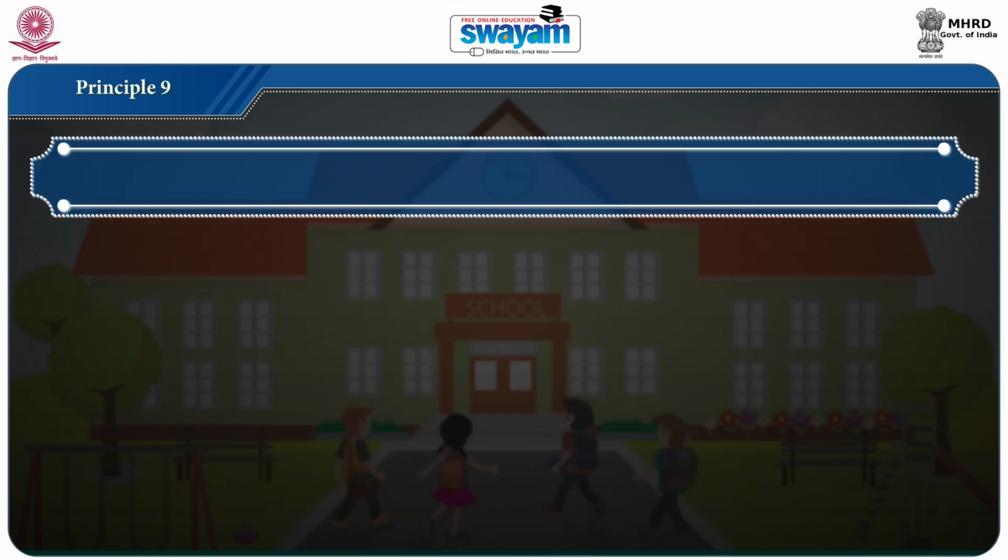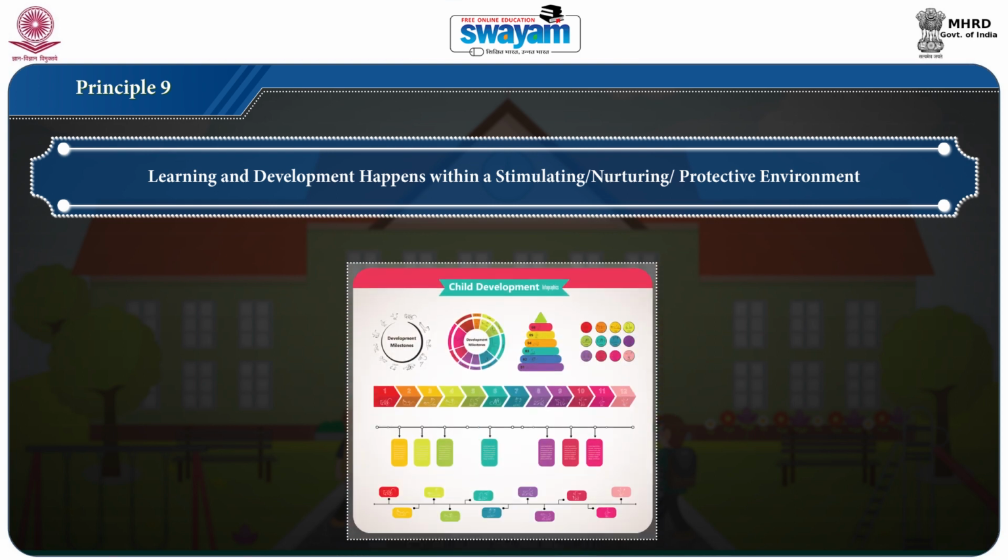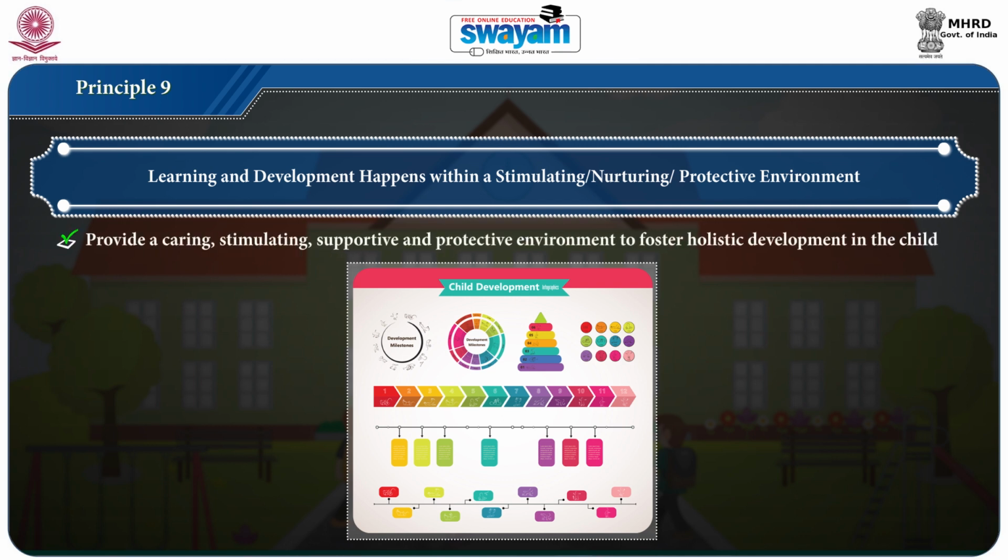The ninth principle is that learning and development happens within a stimulative, nurturing, and protective environment. As Piaget had clearly stated, the child in his early years moves from the sensorial stage to the symbolic representational stage, for which meaningful interactions of the child with the environment, namely the parents, other children and adults, things around them, and even the experience, become the investment. Hence, it becomes the society's responsibility to provide a caring, stimulating, supportive, and protective environment to foster holistic development of the child.